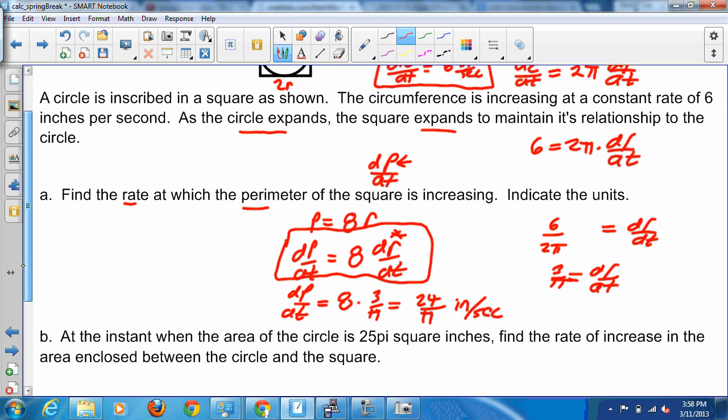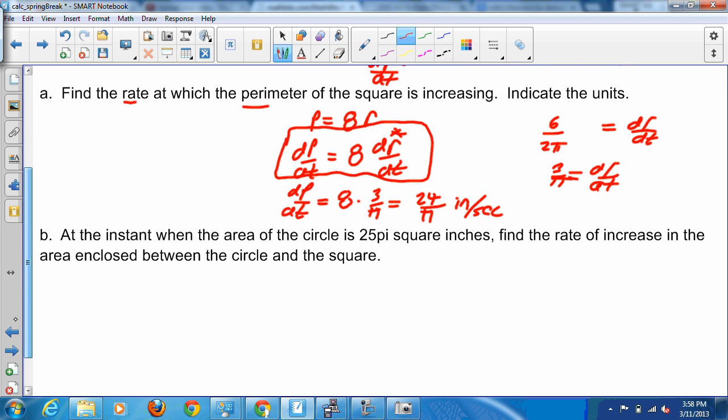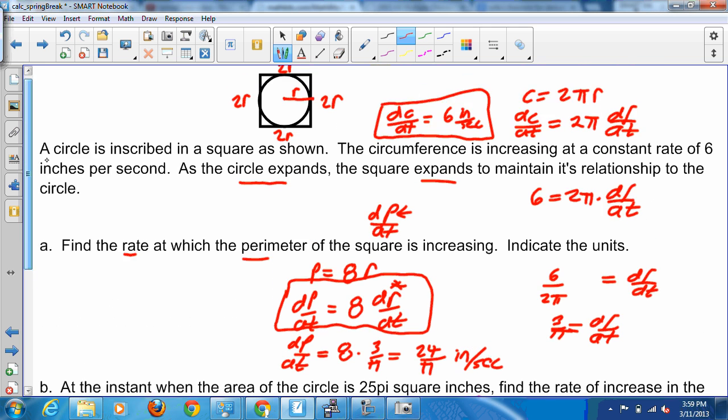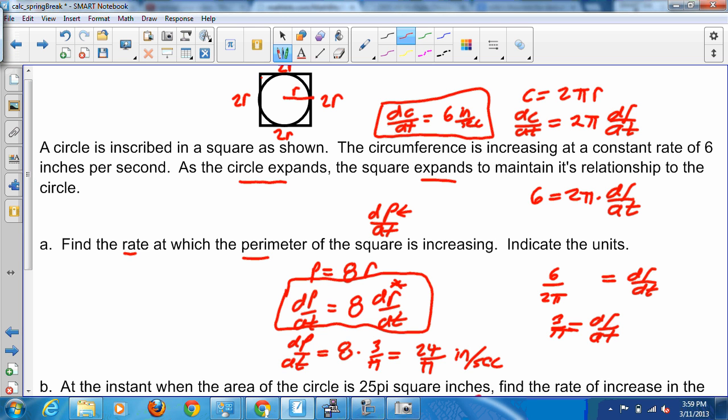Let's take a look at part B. Part B says, at the instant when the area of the circle is 25, so the area of the circle is equal to pi r squared. They're telling us that it's equal to 25 pi inches squared. And we want to find the rate of increase in the area enclosed between the circle and the square. So we want to find that this area here, it's increasing as the circle and the square increase.